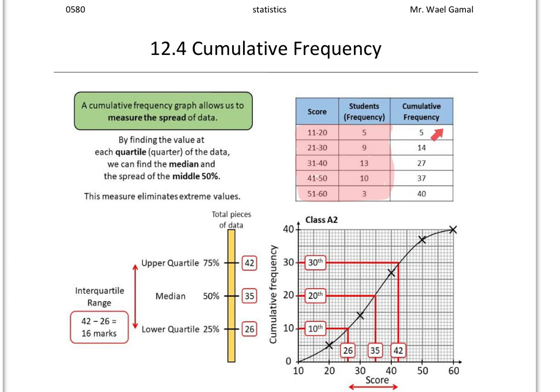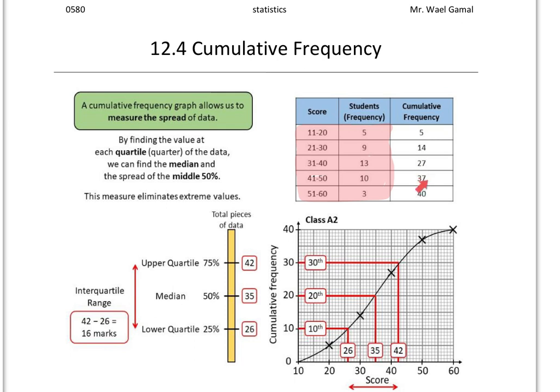So this column is called cumulative frequency. This column starts from the first value for the frequency, then add 5 plus 9, 14, 14 plus 13, 27, 27 plus 10, 37, 37 plus 3, 40. And it ends with the total of the frequencies, or the total number of students.